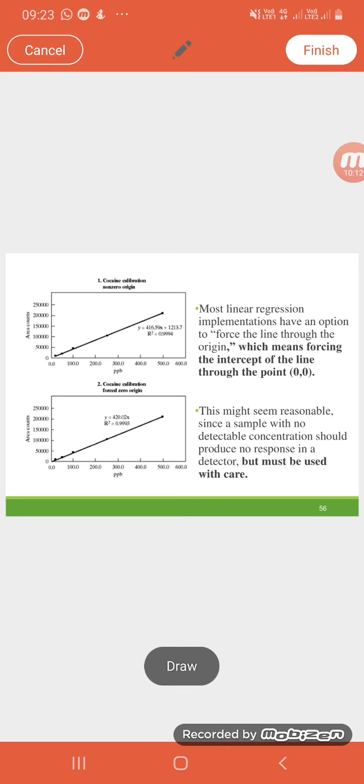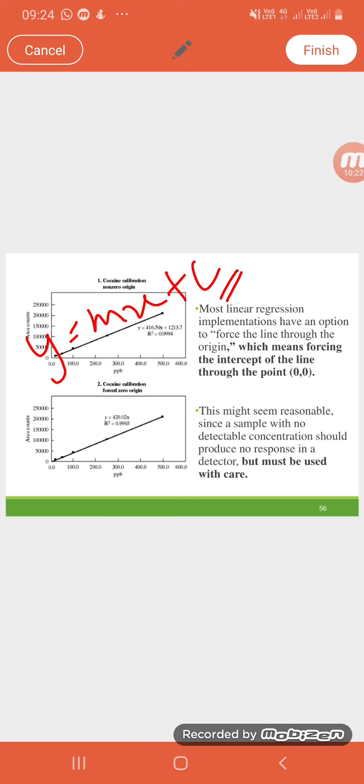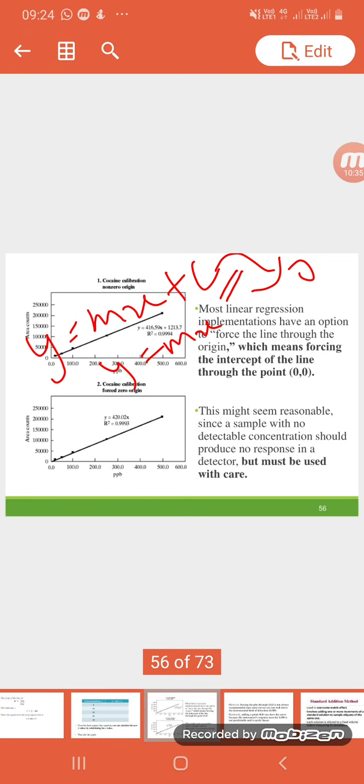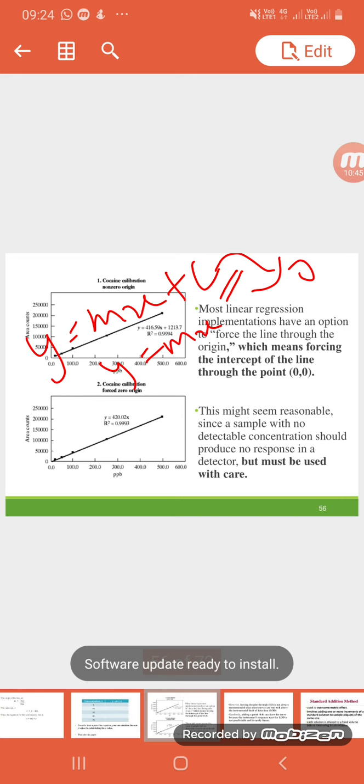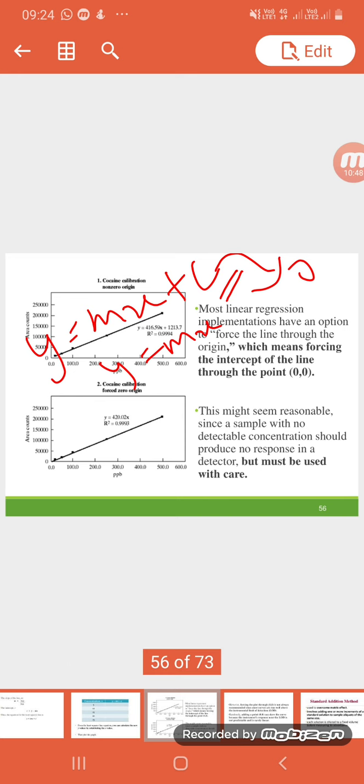If you want your line to pass through 0, you take y equal to mx plus c, in which the intercept will pass through 0, so c will be 0. So y equal to mx instead of y equal to mx plus c if you want to force the intercept of the line through the point 0, 0. Okay, this might seem reasonable. This is reasonable because a sample with no detectable concentration should produce no response. So if the concentration is 0, the absorbance must be 0.